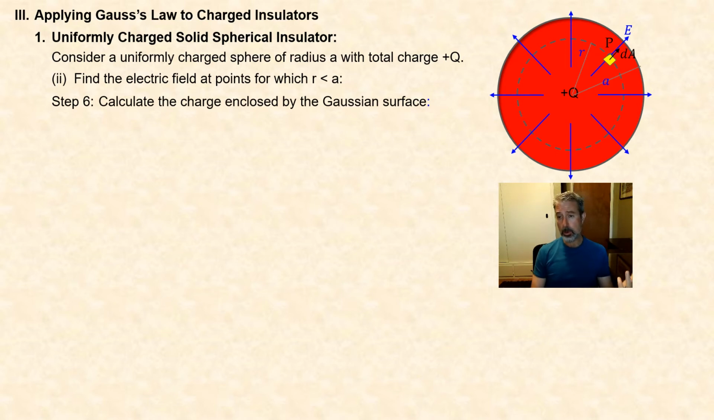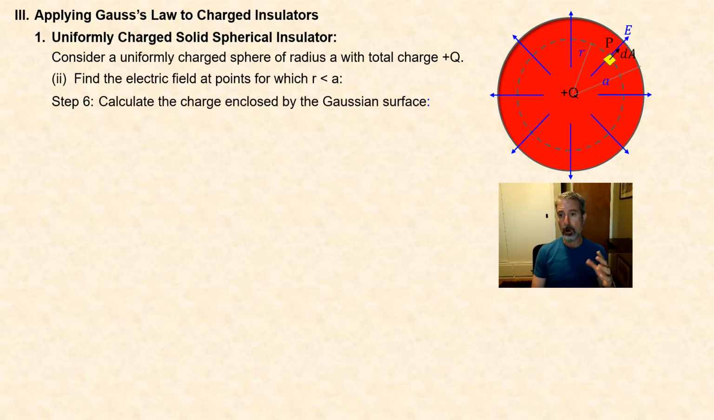For the first problem, we were looking at what the field looked like outside of the charged sphere. Then our Gaussian surface enclosed all of the charge. But for part two of this problem, our Gaussian surface encloses only a part of the charge. But because the charge distribution is uniform, we can use the concept of charge density and say the charge enclosed would just be equal to the charge density times the volume of our Gaussian surface.